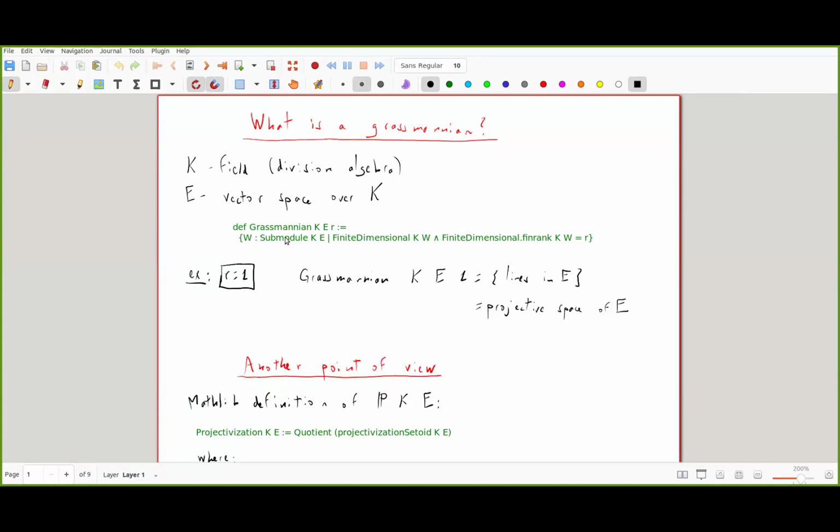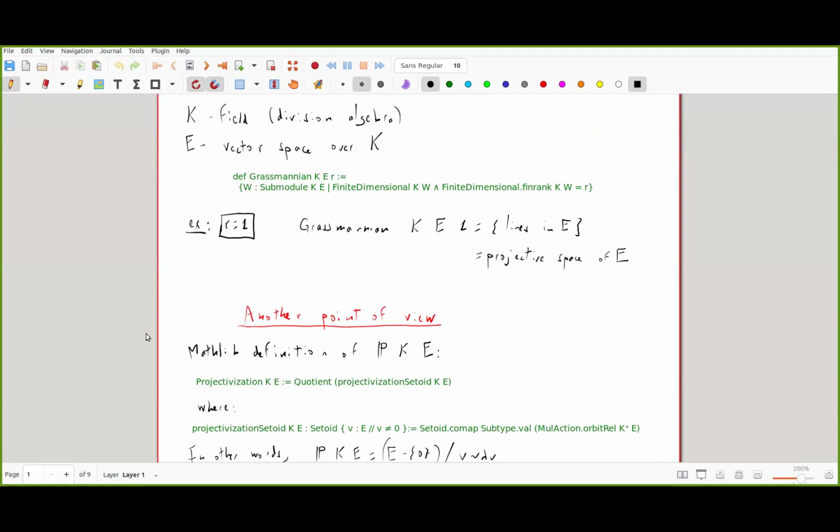Okay, so the green things are Lean code. You can find on Zulip a link to the Git repository where you can find all the code. The case R equals 1, you just get the space of lines in E, so that's projective space of E. Now, if you look at the definition of projective space in E, it's not in Mathlib, it's not going to be the space of lines.